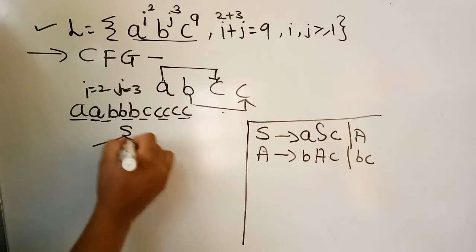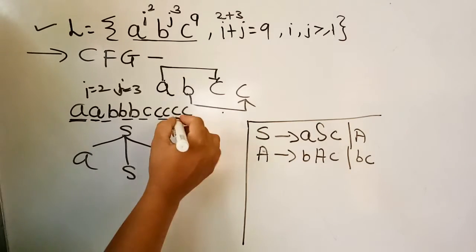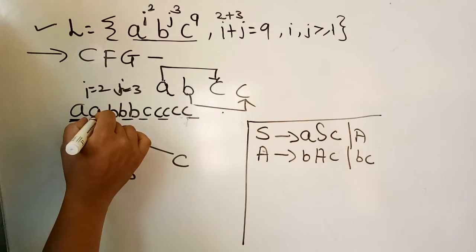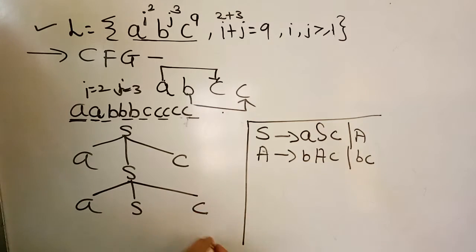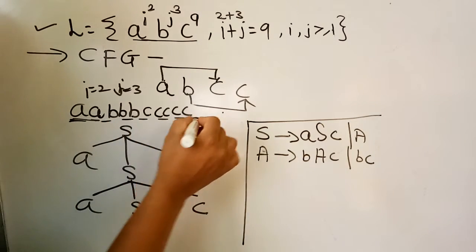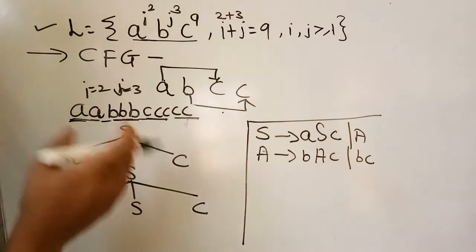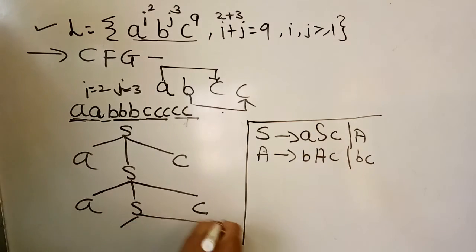First, S gives ASC. Now this AC is accomplished. Now the remaining next a will be there, so we again replace S with ASC. Now 2 a's and 2 c's are completed. Now it is the turn to complete 3 b's and 3 c's. For b, we will replace it with BAC.